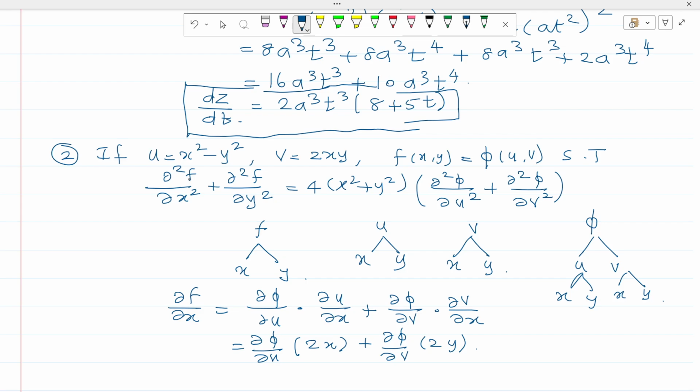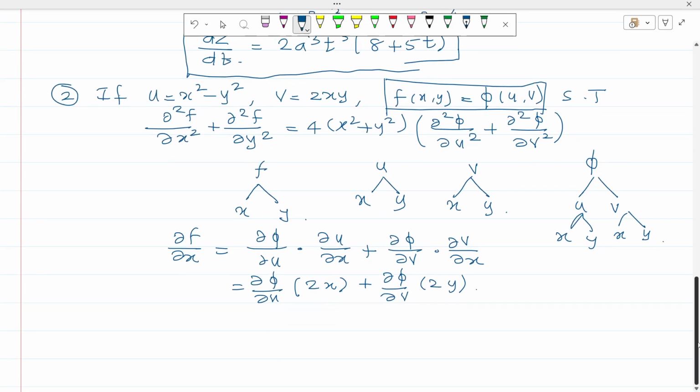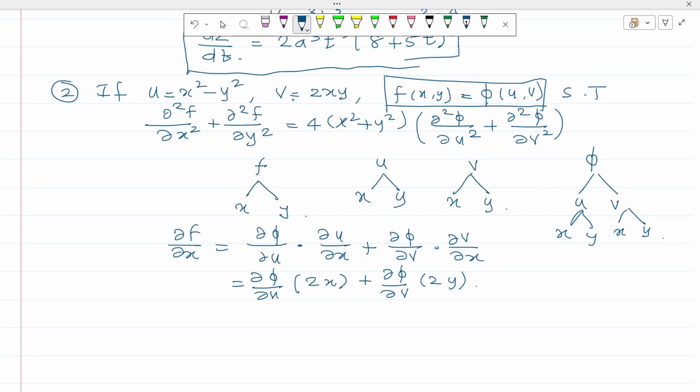Okay, so first we have to find dou f by dou x. That is, in terms of phi we can write dou phi by dou u into dou u by dou x plus dou phi by dou v into dou v by dou x. Because here it is given that f of x comma y equal to phi of u comma v, but u and v are given here, but x and y are not there.